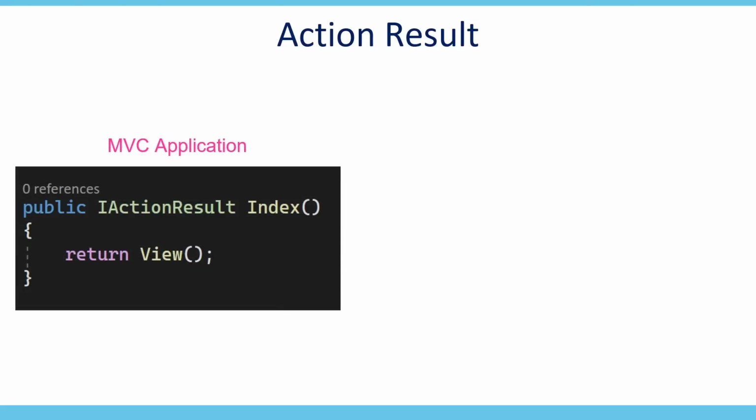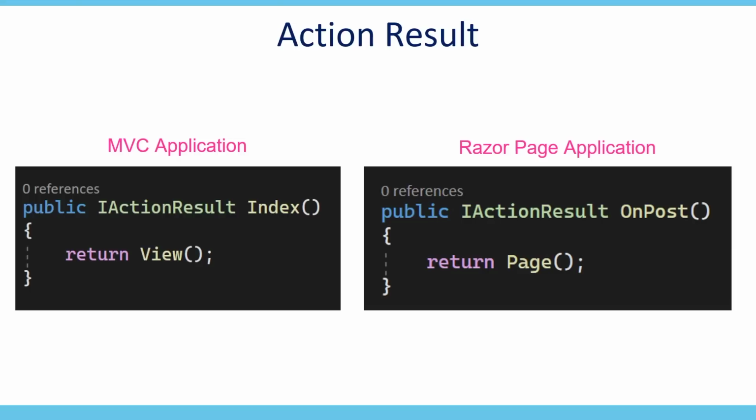When you are working with a .NET Core application, you will see the return type of action result. And it does not matter if you are using an MVC application or a Razor Page application. In both cases, you can see we have IActionResult. In MVC, we are returning a view in this example, and in a Razor Page handler, we are returning the page. But the return type is IActionResult. IActionResult is a generic type that implements all of the other return types.